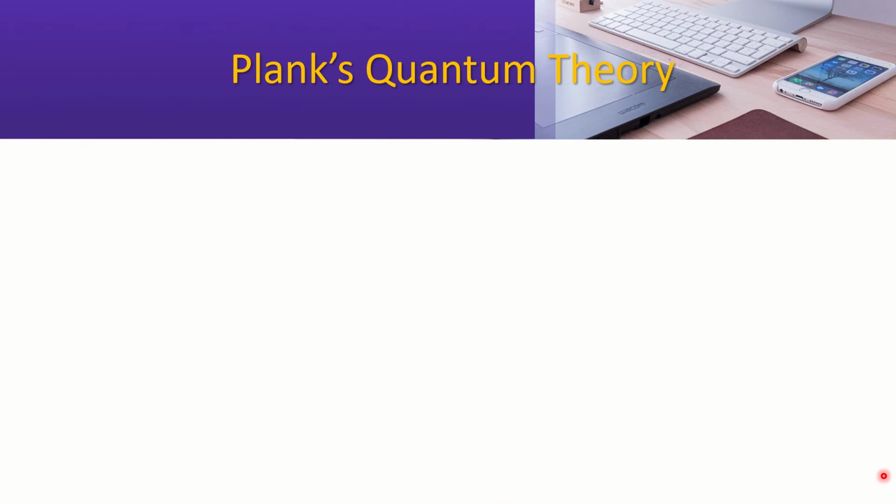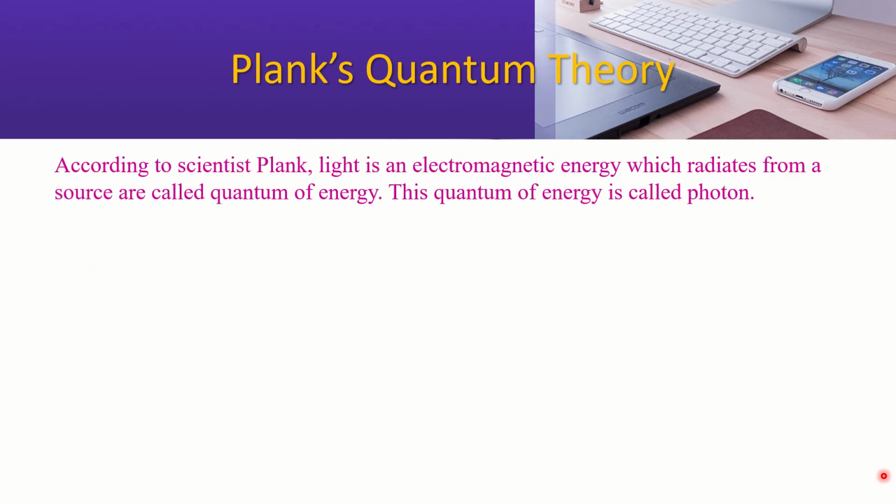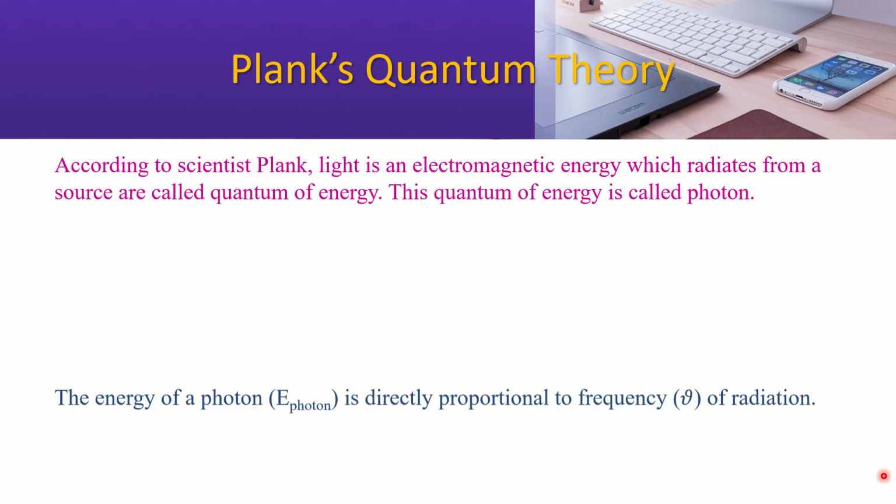Now, dear students, you have already heard about Planck's quantum theory while reading Bohr's atomic model, because Bohr's atomic model was given on the basis of Planck's quantum theory. Now, Planck's quantum theory is, according to scientist Planck, light is an electromagnetic energy which radiates from a source in packets called quanta of energy. This quantum of energy is called a photon.